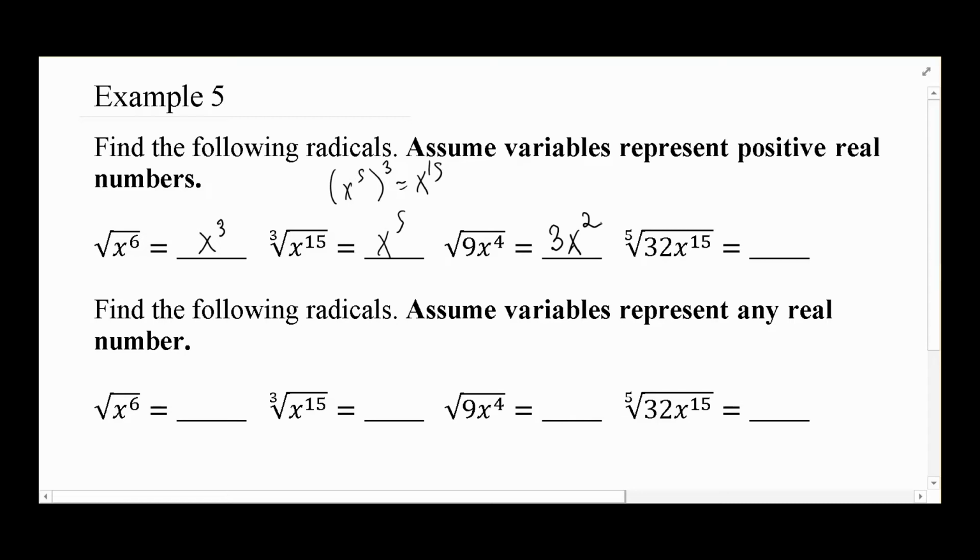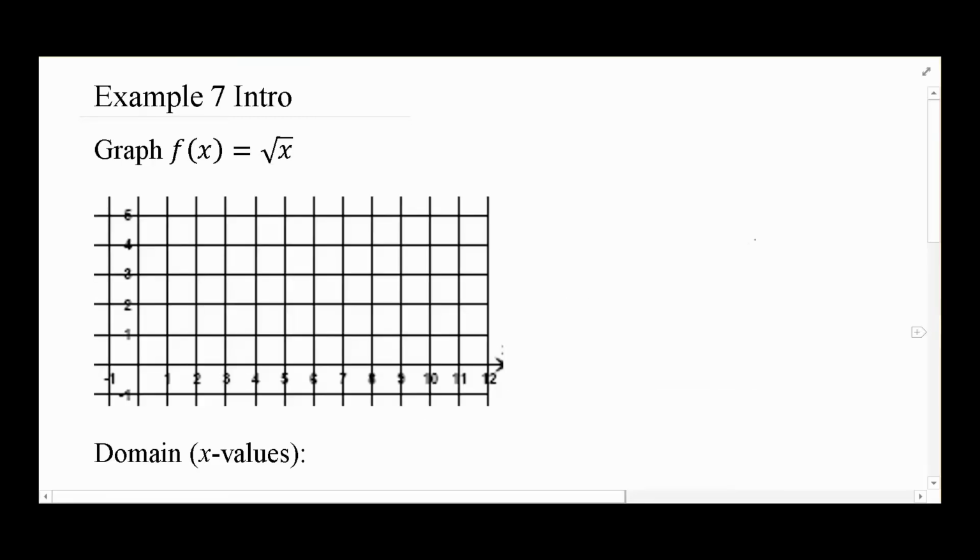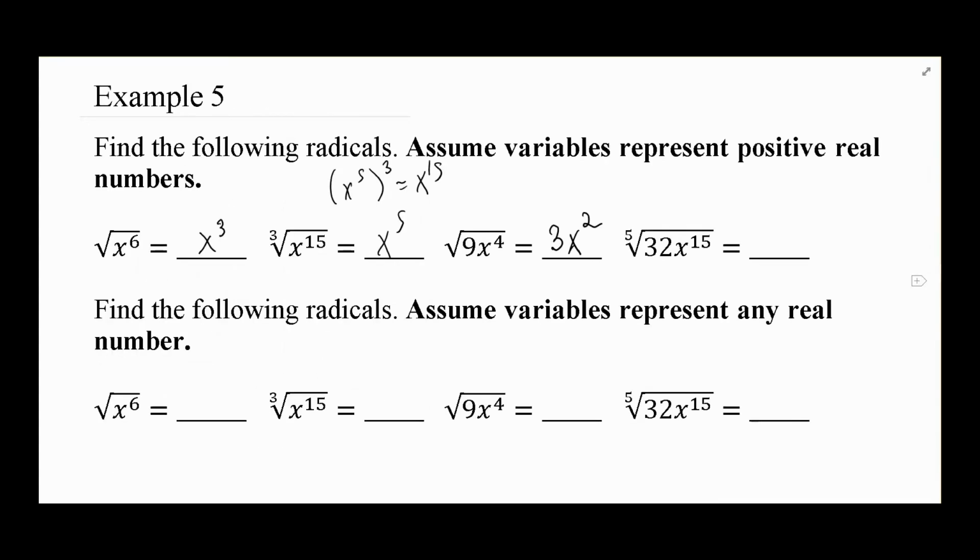Next example, the 5th root. Well, the 5th root here is odd, and so regardless, we wouldn't have absolute values. The 5th root of 32 is 2. The 5th root of x to the 15th is x cubed. And that would be the answer.